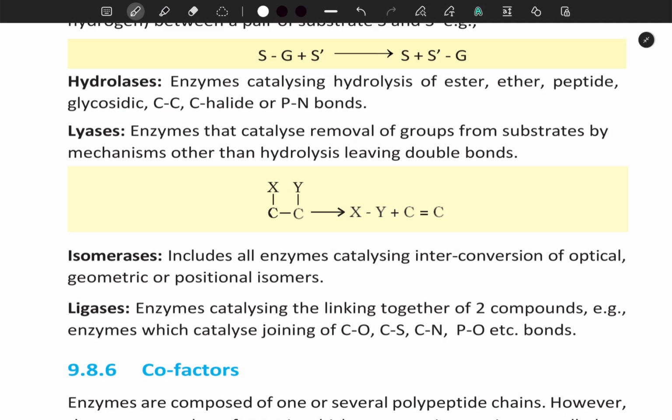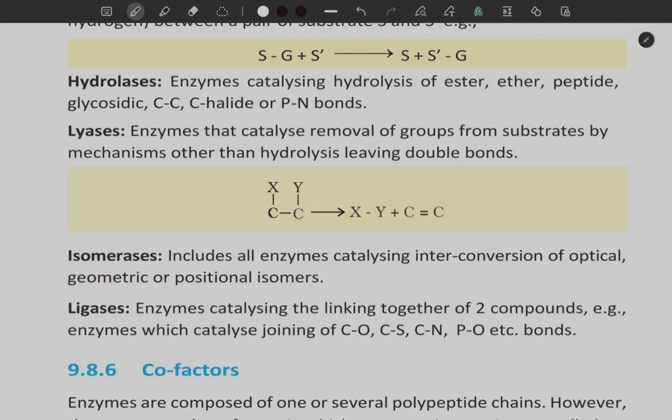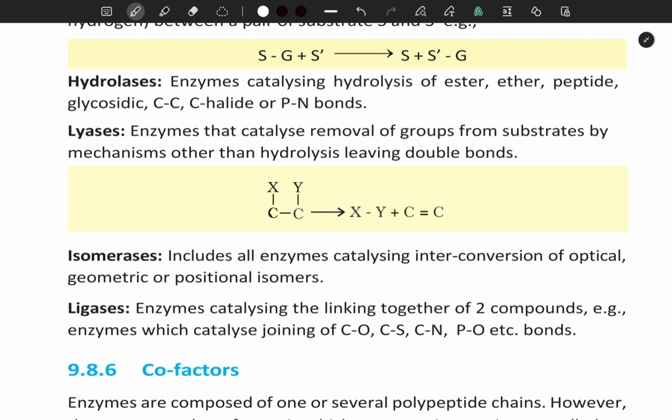Lyases: enzymes that catalyze removal of a group from substrate by a mechanism other than hydrolysis, leaving double bonds. Isomerases include all enzymes catalyzing interconversion of optical, geometric or positional isomers. Ligases: enzymes catalyzing the linkage together of two compounds. For example, enzymes which catalyze joining of carbon-oxygen, carbon-sulfur, carbon-nitrogen, phosphorus-oxygen, etc. bonds.